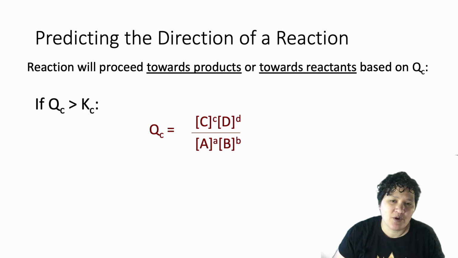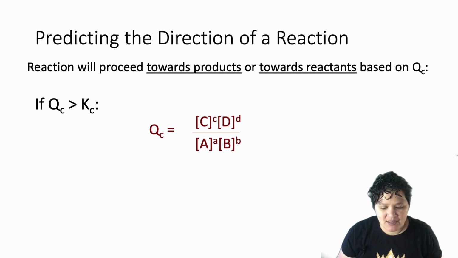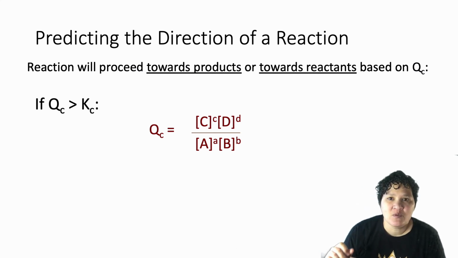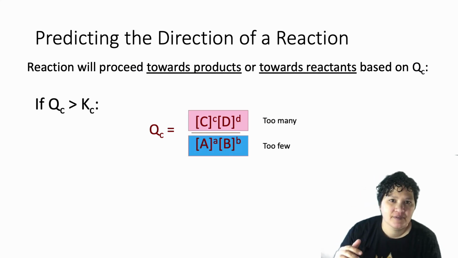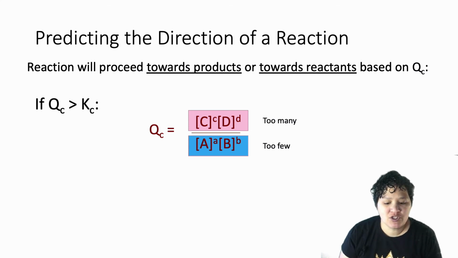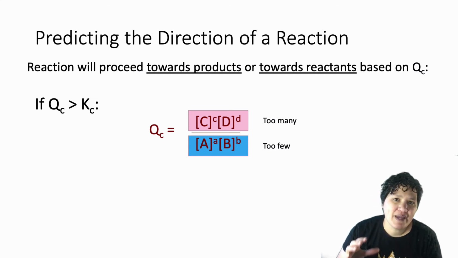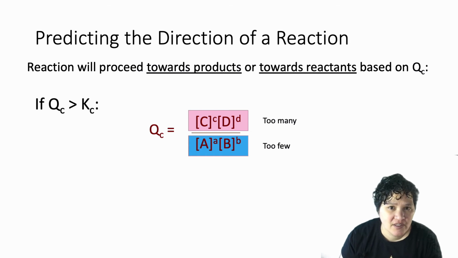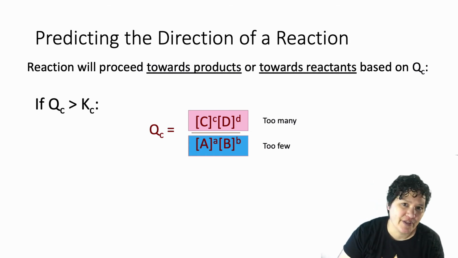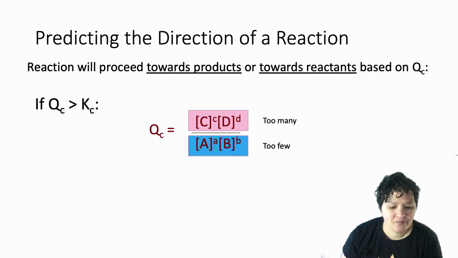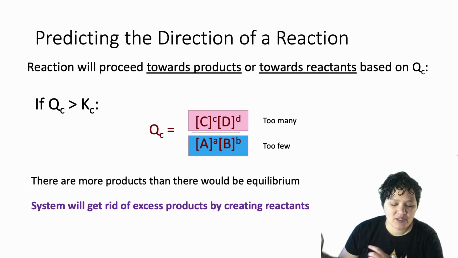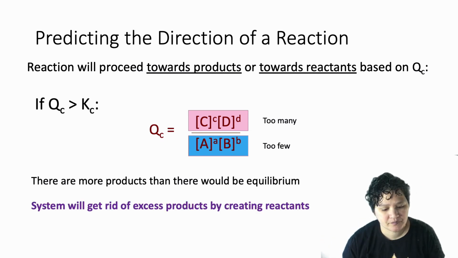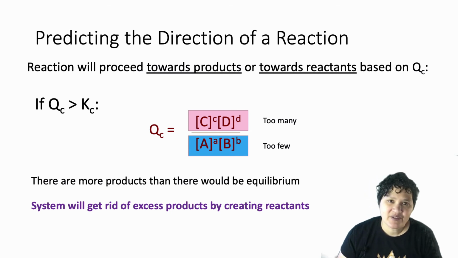If our reaction quotient is greater than the equilibrium constant, what does that mean? That means we have more up on top of the fraction than we should have. And so we need to make those numbers on top smaller to lower our overall Q value, because we want to get to equilibrium. There are more products than there would be at equilibrium, so the system will get rid of the excess products by creating reactants.